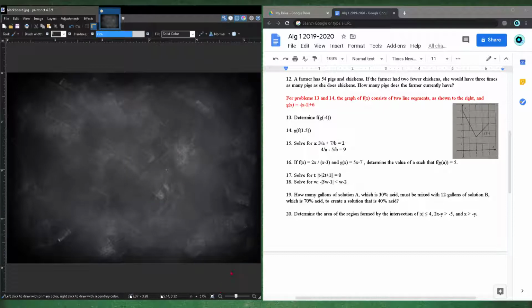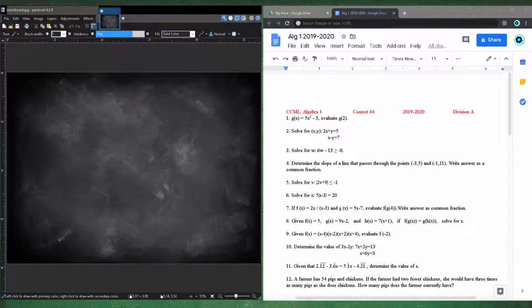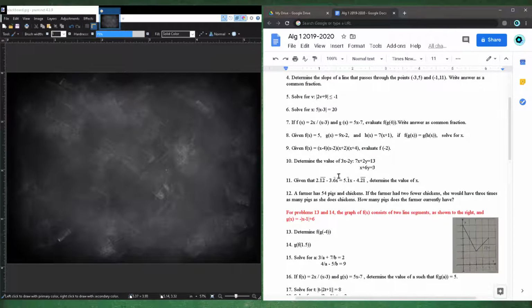Okay. Overall, it should be a relatively simple contest, even though there's no calculator allowed for contest 4. So that would be the general solutions of how to do it.